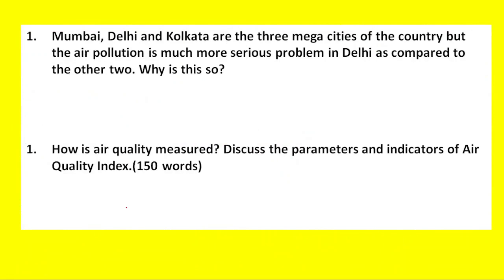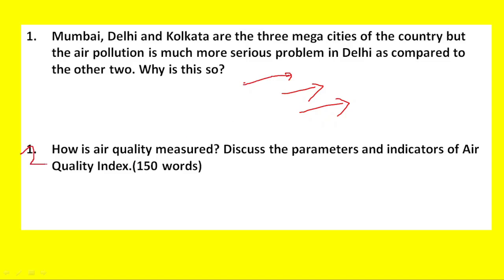Then the next question is the mains point of view. You have to write an answer on this. Mumbai, Delhi, Kolkata are the mega cities of the country, but air pollution is a much more serious problem in Delhi as compared to the other two. Why is this so? You have to go through this PDF, understand, think on your own, ponder by yourself, and create an answer in which you write an introduction, body, and conclusion. Write this answer and share it in the description. We will go through them and will mention the name of the student who has given the most accurate standard answer for this question.